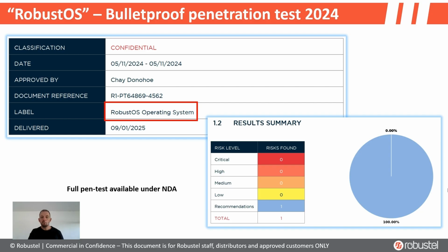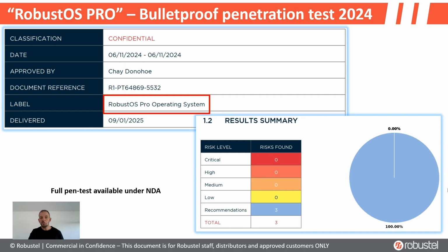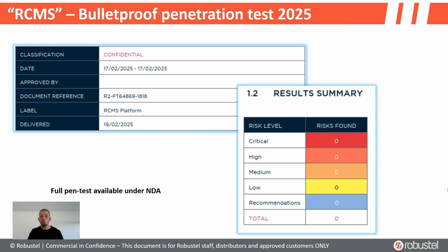So no risks of any severity in RobustOS. RobustOS Pro, very similar outcome. And also RCMS, Robustel Cloud Management System, which is the router management environment, the hosted version being in Microsoft Azure. So that's a little bit more like online application testing as opposed to the operating system tests, which are more about device testing.